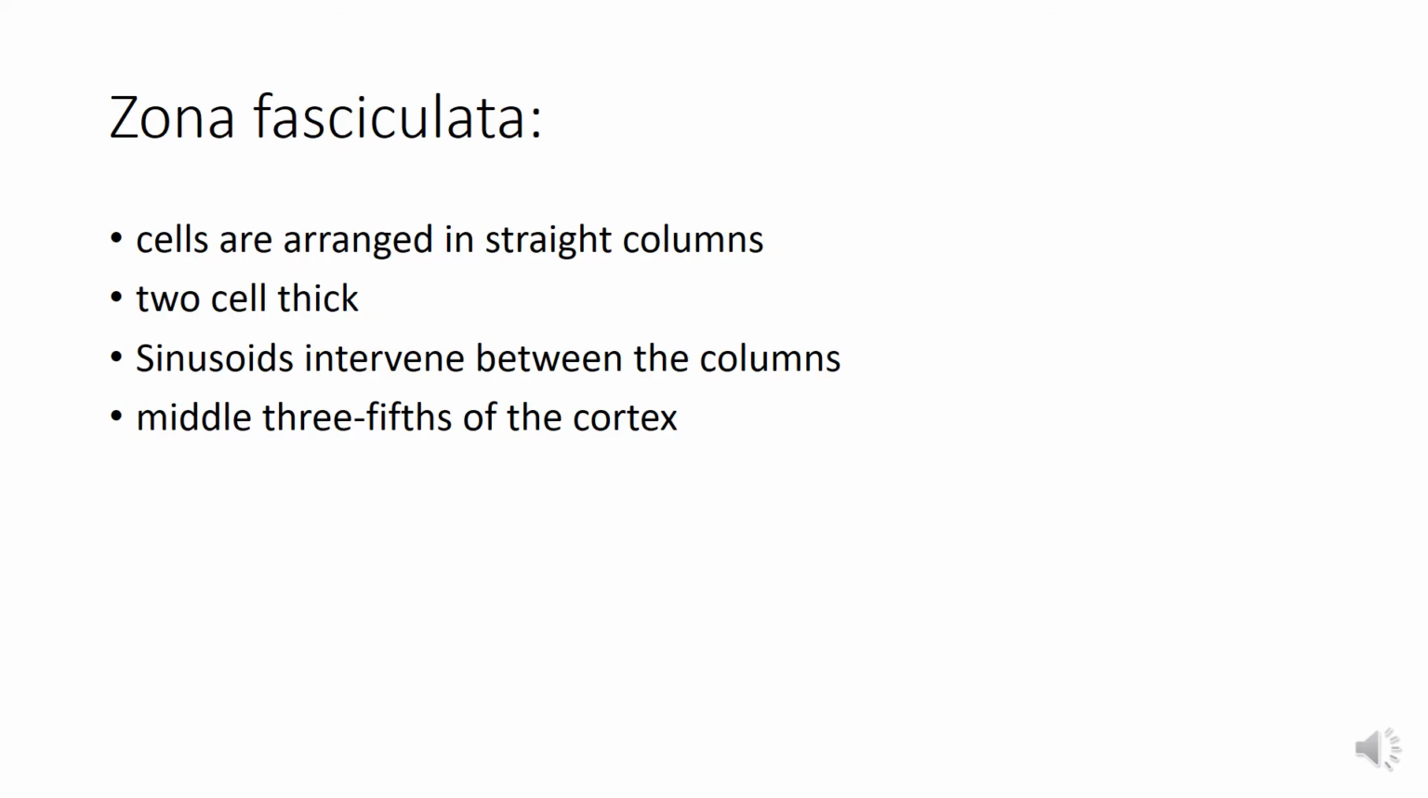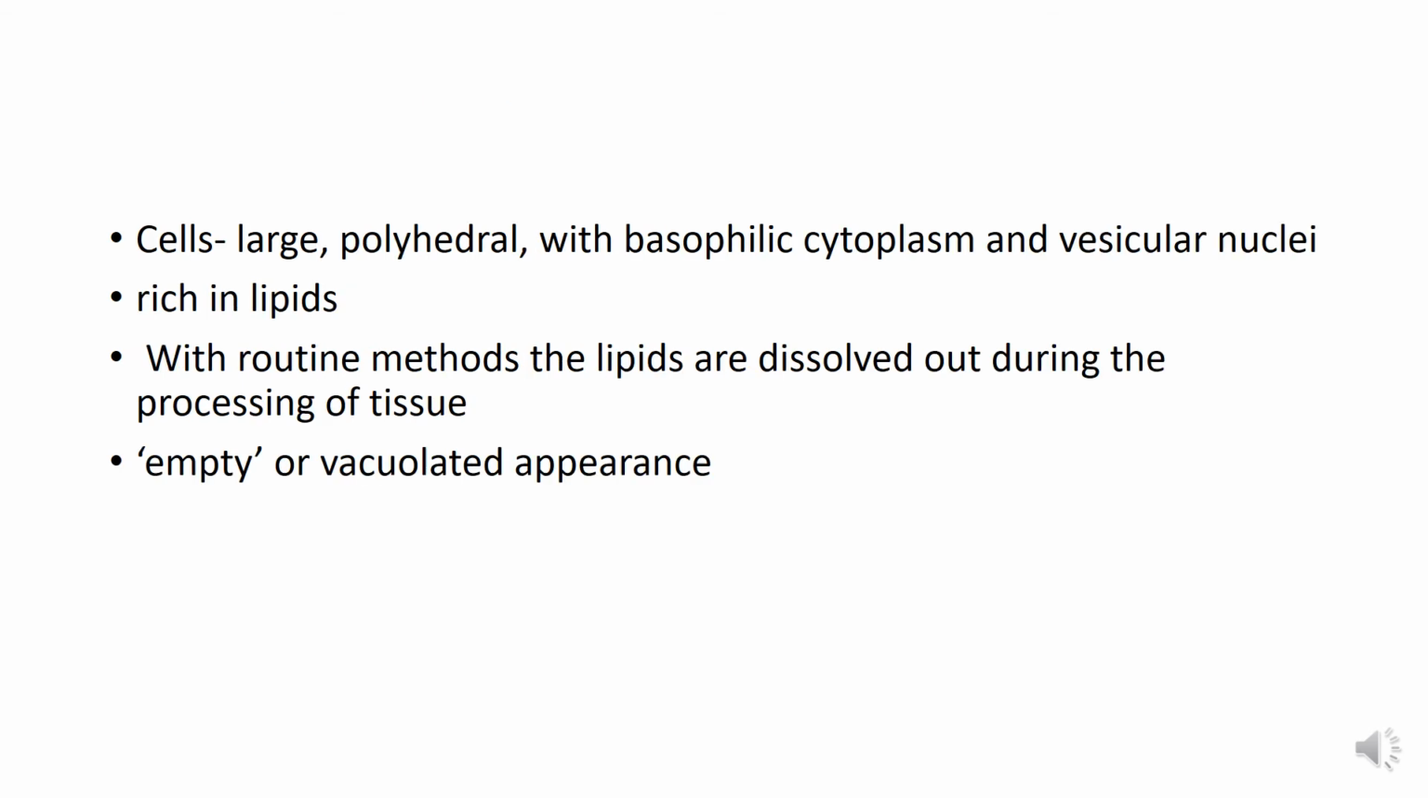And coming to the zona fasciculata. In zona fasciculata, cells are arranged in straight columns, unlike that of zona glomerulosa, where cells are arranged in an inverted U shape. They are 2 cell thick, and sinusoids intervene between the columns, and it constitutes the middle 3/5 of the cortex. These cells are large polyhedral with basophilic cytoplasm and vesicular nuclei. They are rich in lipids.